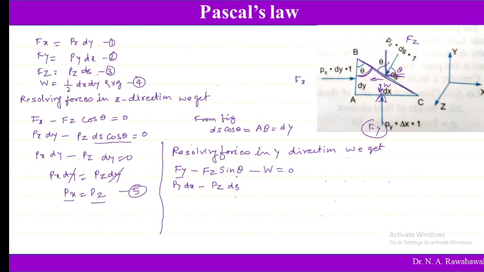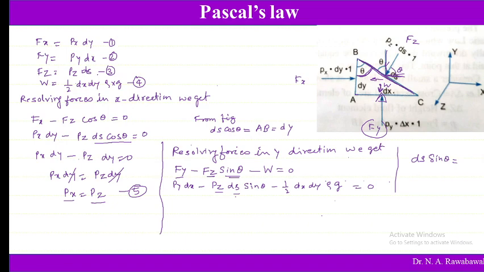So Fy is nothing but Py dx minus Fz, which is Pz ds into sin theta, minus W, which is 1 by 2 dx dy rho g. This must be equal to 0. So from this what we can write is ds sin theta: if we resolve this ds along horizontal, it will be equal to AC.